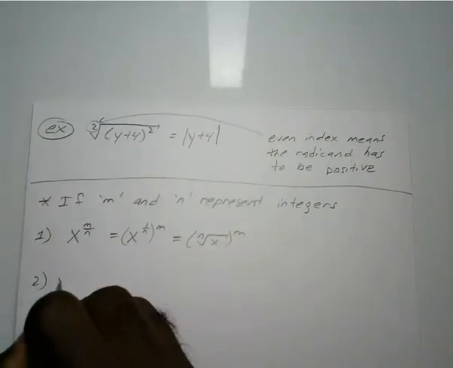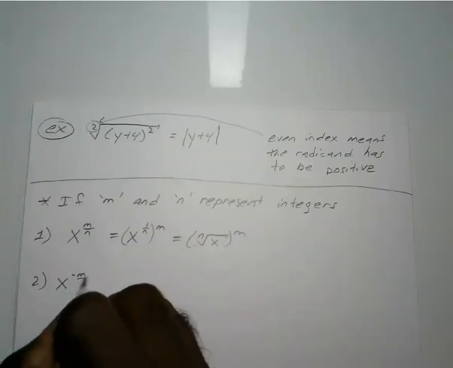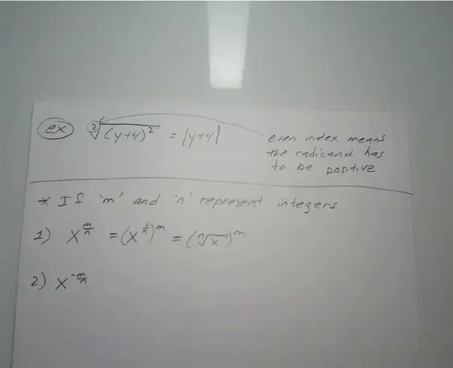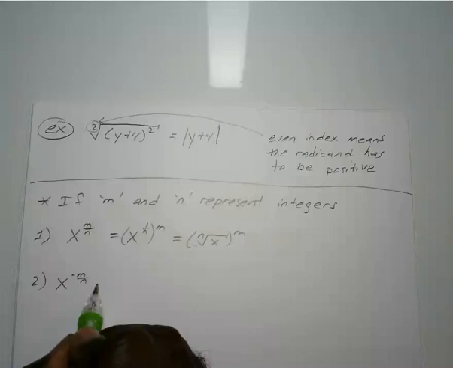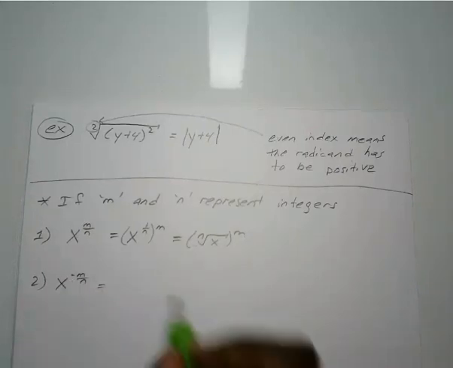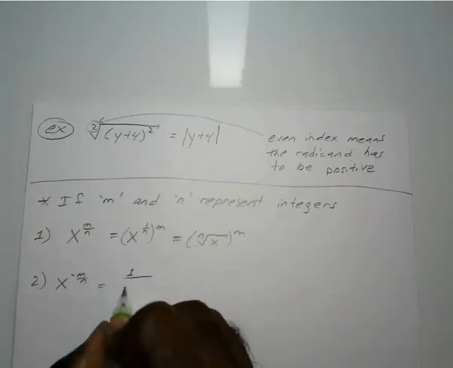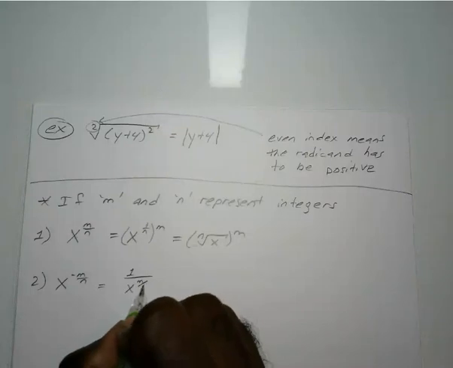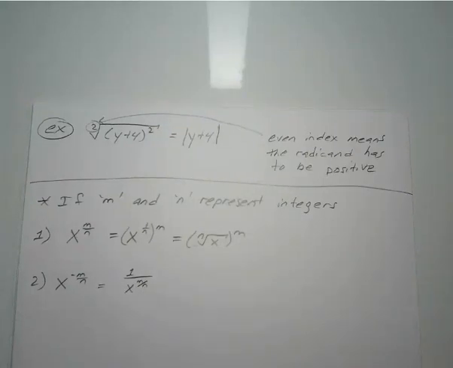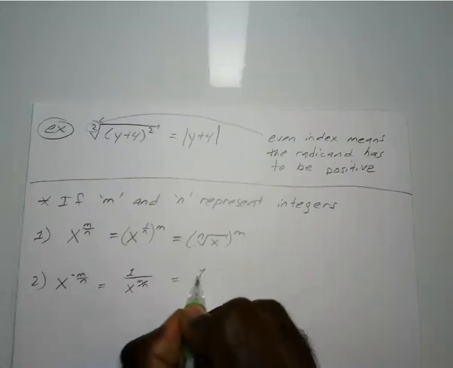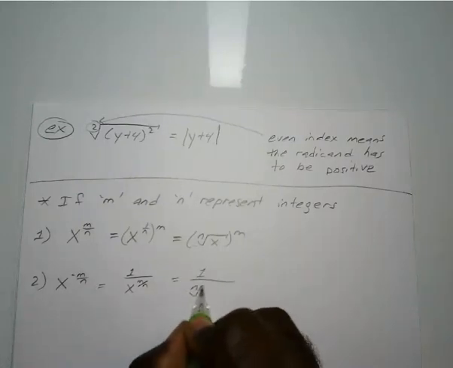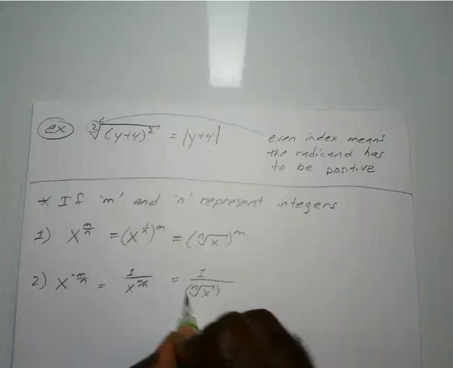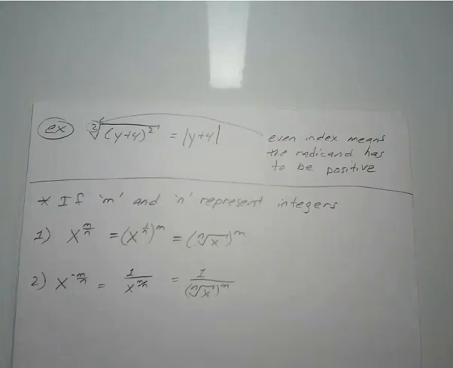Or let's say you have x to the negative m over n. We end up with the exact same thing. The only difference is, since that's a negative exponent, we move it to the denominator and make it positive, which ends up giving us 1 over the nth root of x to the power of m.